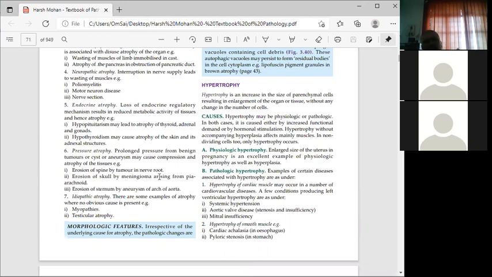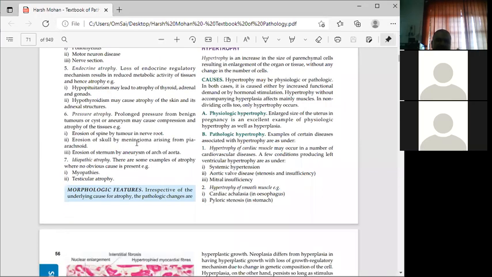Pia mater, arachnoid mater, and what one more layer is there? What is the name of that layer? Yes, anyone? Dura mater. So this is the idea so far regarding this.